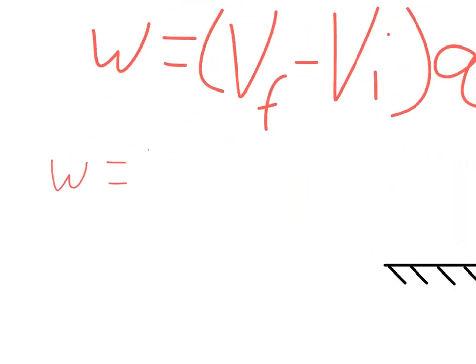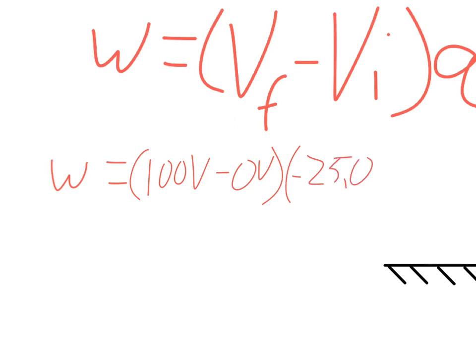So we're going to end at 100 volts, and we started at 0 volts, and our charge is negative 25 nanocoulombs, so that's negative 25 e to the negative 9th. Nano is billionth, or 10 to the negative 9th power. And so calculation-wise, all I'm doing is taking 100 times negative 25 times 10 to the negative 9th.